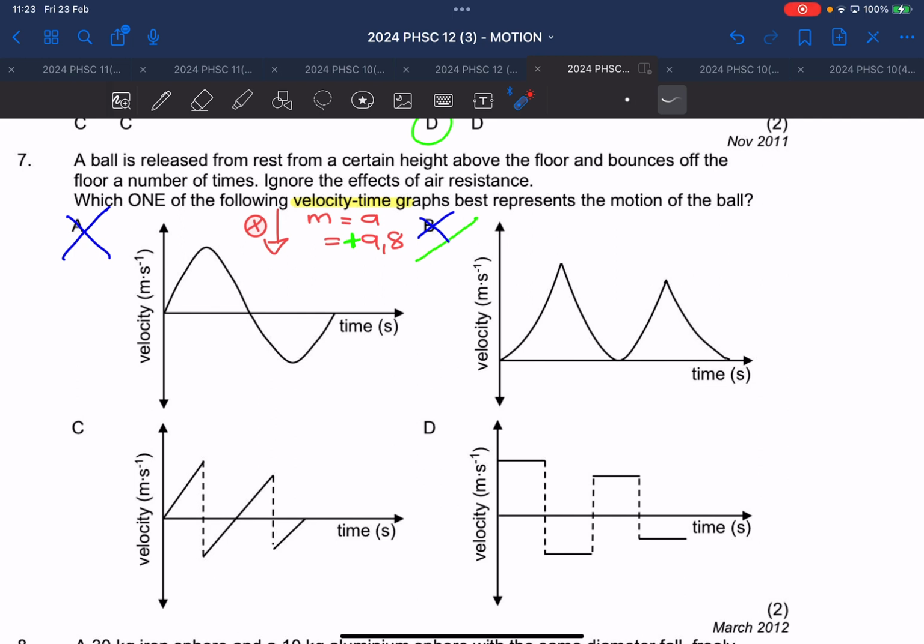So what they should say here is ignore the time that the ball's in contact with the floor. Okay? When you have a hard ball, the contact time is quite little. When you have a soft ball, you'll see the ball actually goes whoosh, and then it goes up again. So if you have a soft ball, the contact time will be much longer. Okay, so our answer there is thus C.